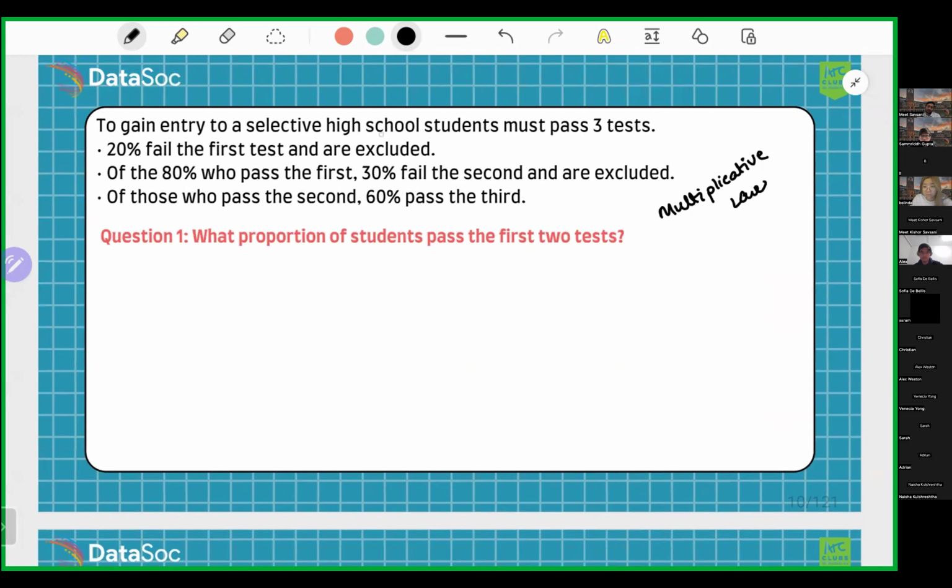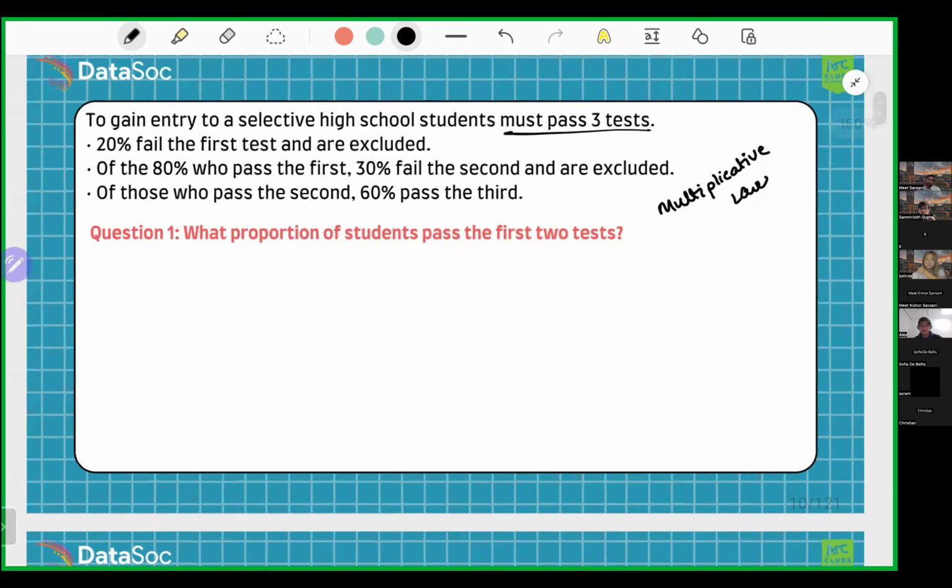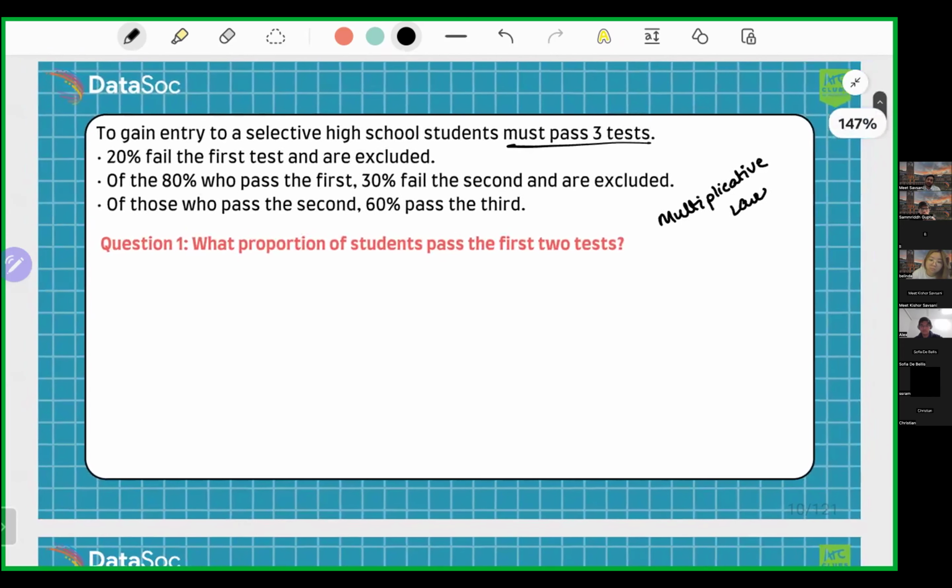To gain entry to a selective high school, students must pass three tests. 20% fail the first test and are excluded. Of the 80% who passed the first, 30% fail the second and are excluded. Of those who passed the second, 60% passed the third. This may sound confusing, but let's simplify it.